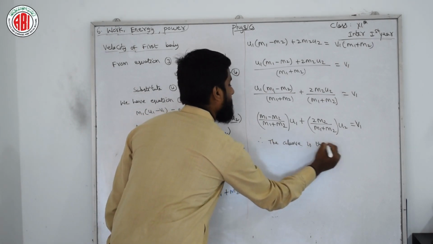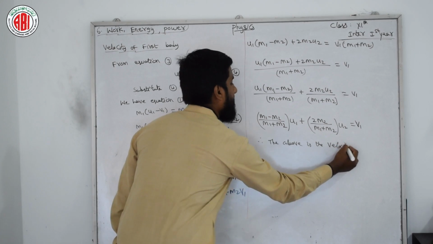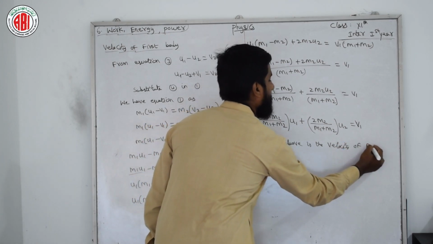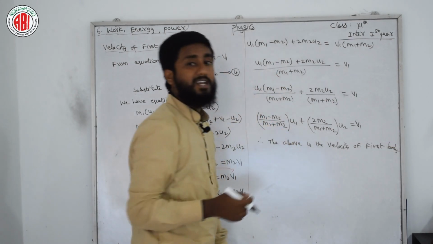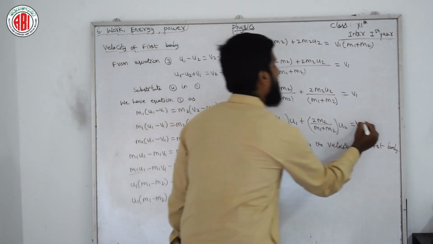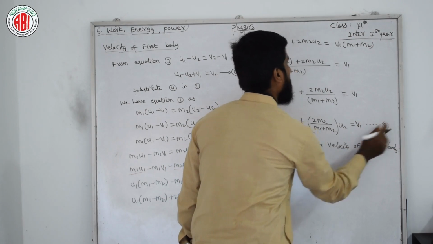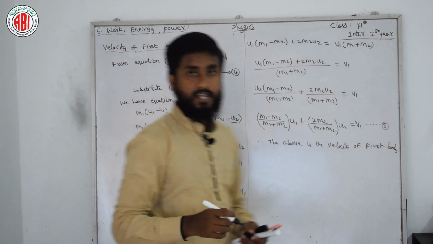Therefore the above is the velocity of the first body. I am giving this as equation number 5. Okay, you can copy down till here. Once again I want to explain.